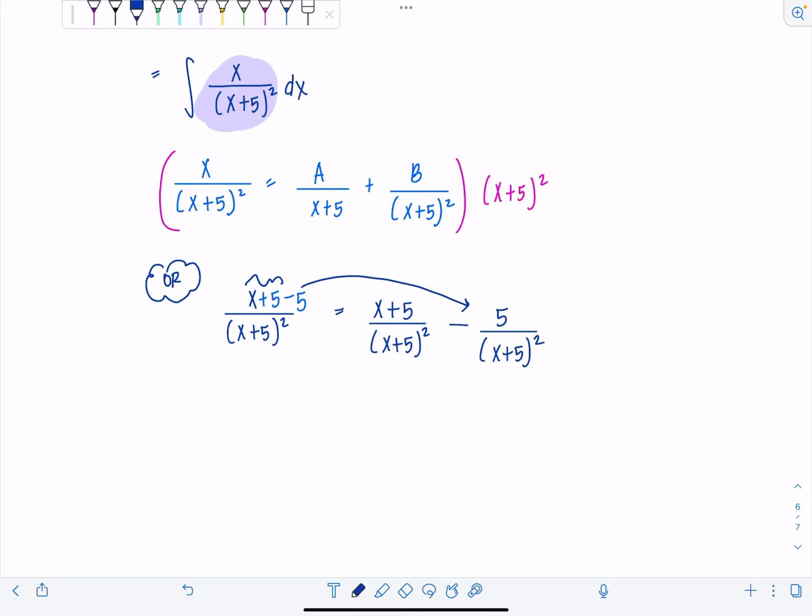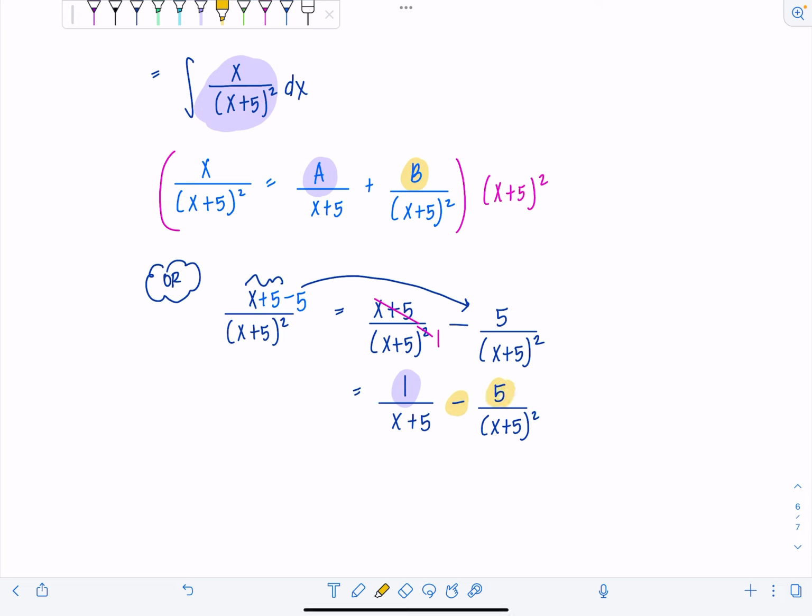And the whole point of doing that is now the x plus 5 in the numerator will cancel with one of the ones in the denominator. So we have 1 over x plus 5, just to the first now, minus 5 over (x plus 5) squared. And that's what you would get if you sat there and did the partial fraction decomposition. A would be 1 and B would be negative 5.